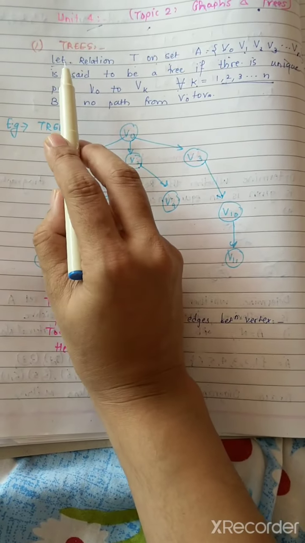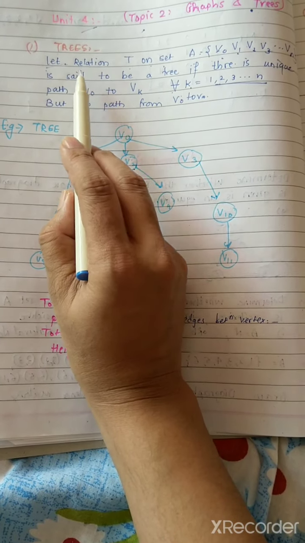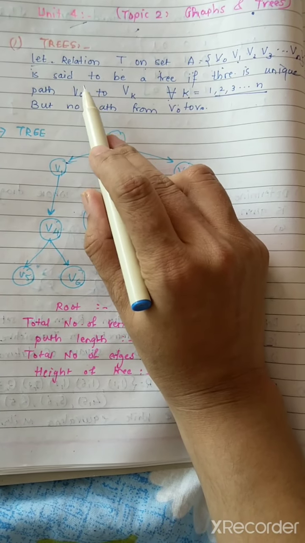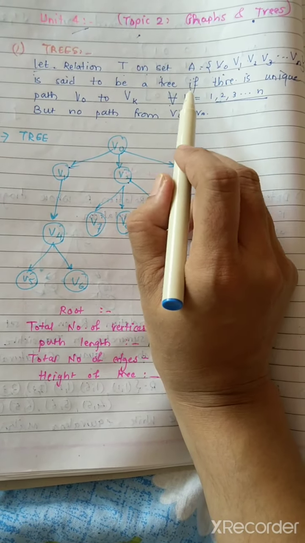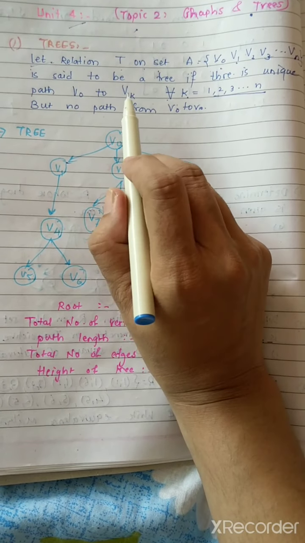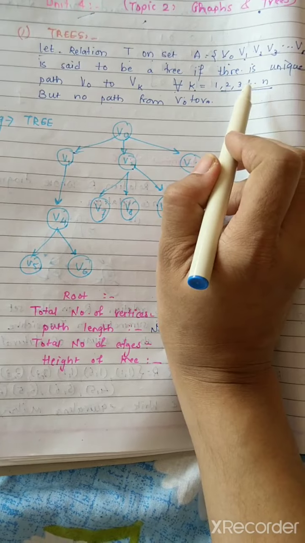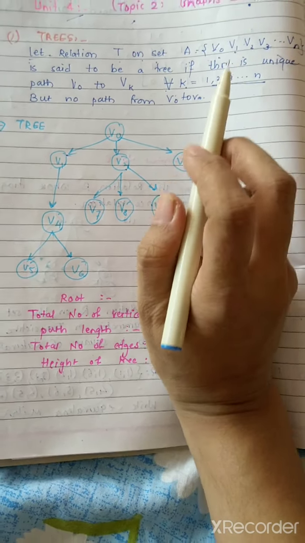So again we'll repeat. What is a tree? A relation on a set is said to be a tree if there is a unique path from V0 to Vk for all k belonging to natural numbers, but no path between V0 to V0.